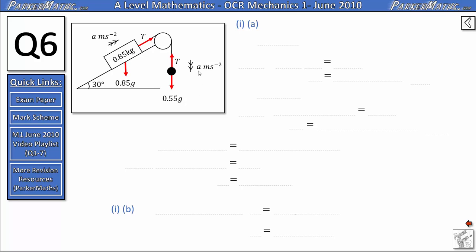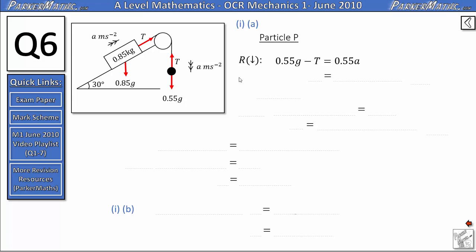So in part A, we're trying to calculate values for acceleration and tension. To do that, we're going to form two simultaneous equations. I'm going to start by thinking about particle P. If I resolve the forces acting vertically on P, we'll take downwards as positive, we get 0.55 G minus T equals mass times acceleration, so that's 0.55 multiplied by A.